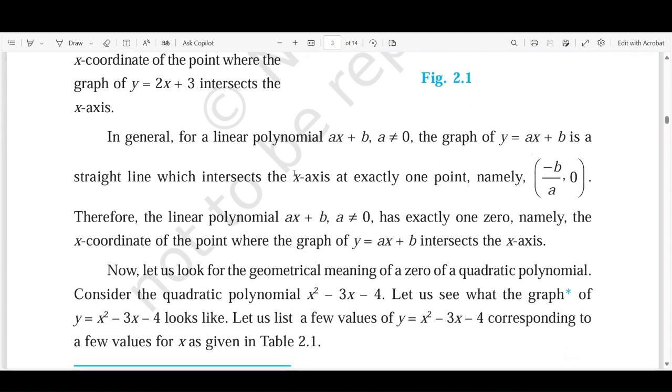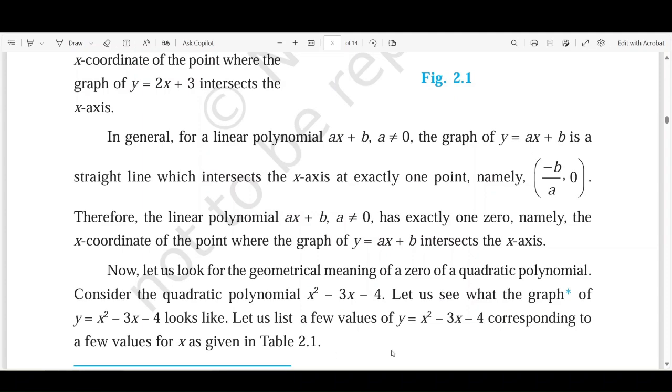So in general we have discussed that for a linear polynomial of the form ax plus b, provided a is not equal to 0, the 0 of that polynomial is given to be negative of the constant divided by the coefficient of x. So in the geometrical representation, the straight line corresponding to the linear polynomial will intersect the x-axis exactly at one point, which is given by minus b by a comma 0. Fine.